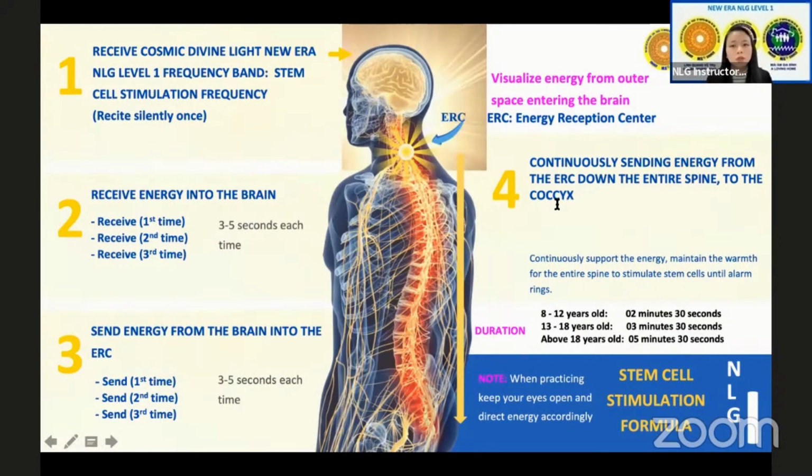And of course, when we use images like this on our formula, that is for you to visualize it better. It is not that you will send energy to these images. Remember that when you practice for yourself, everyone, you need to visualize your own body. Okay?